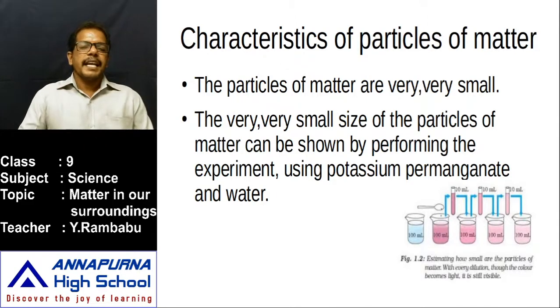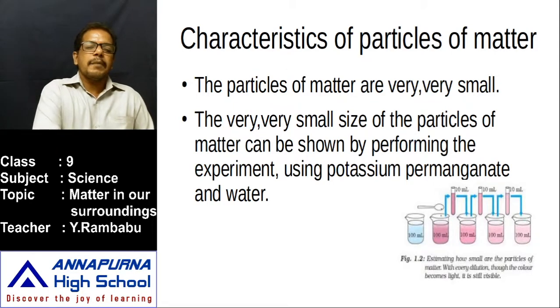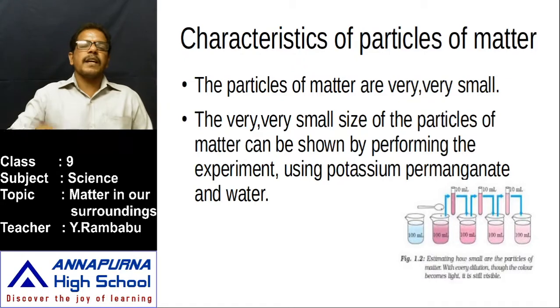In one beaker take 100 milliliters of water, and in the remaining 4 beakers take 90 milliliters of water. That means the first beaker has 100 milliliters, and the remaining 4 beakers have 90 milliliters of water. And take 2 to 3 potassium permanganate crystals. These crystals are violet in color. Add these 2 to 3 small crystals to the 100 milliliters of water and stir well with a glass rod. Then the water changes into violet color.